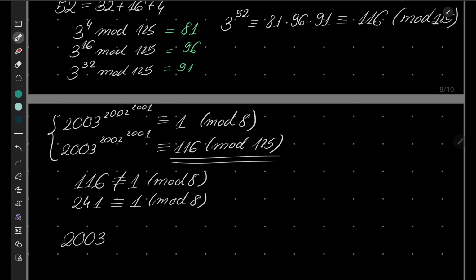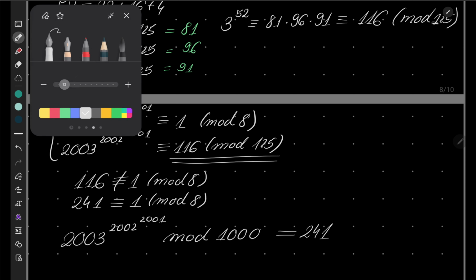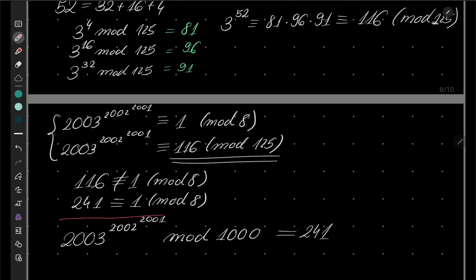2003 to the power 2002 to the power 2001 modulo 1000 is just 241, and it's our answer. The last 3 digits of this big number are 241.